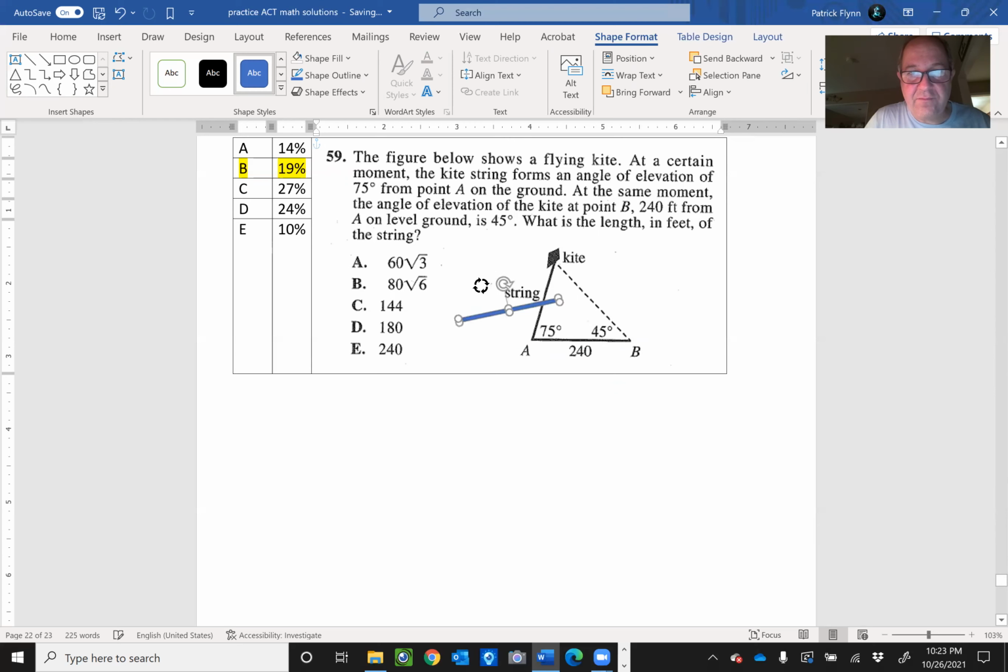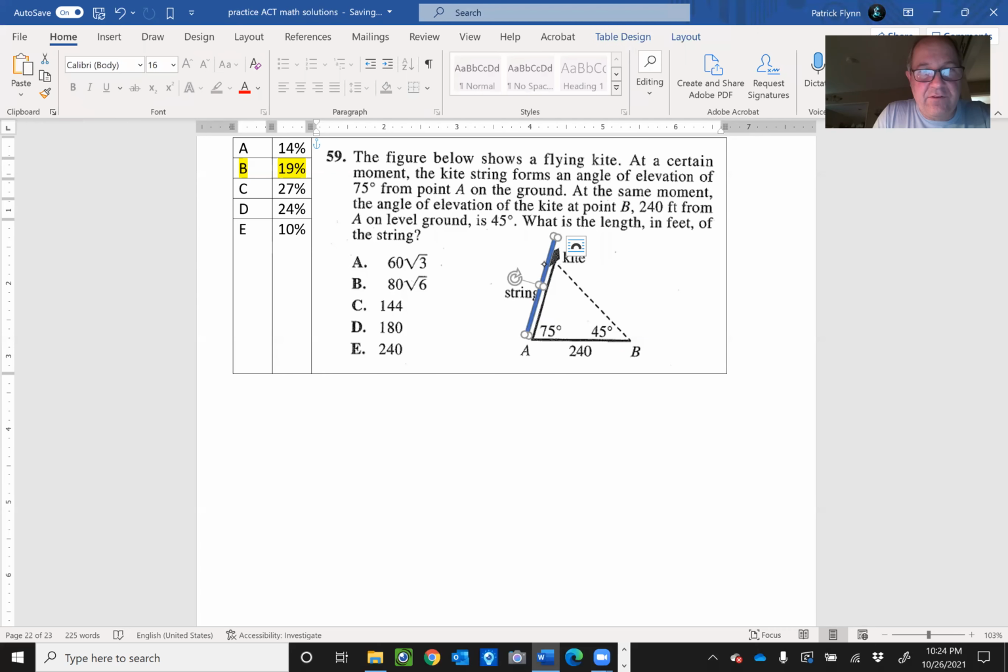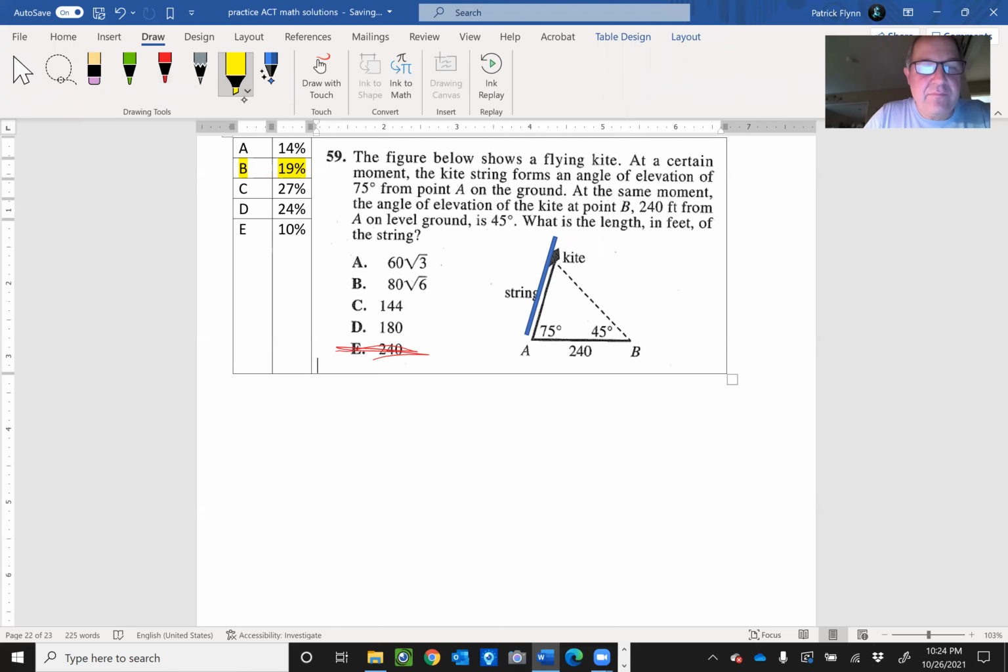So if I look at the string, let's see if it's bigger than 240 or less than that. Looks like it's going to be less than 240, right? So I can definitely get rid of this one. As far as how much less, not sure. So we have to use this thing called law of sines, law of cosines. And I'm going to do law of sines on this. Let's write in some things. If this angle is 75 and the other one's 45, I think this one up here has to be 60.